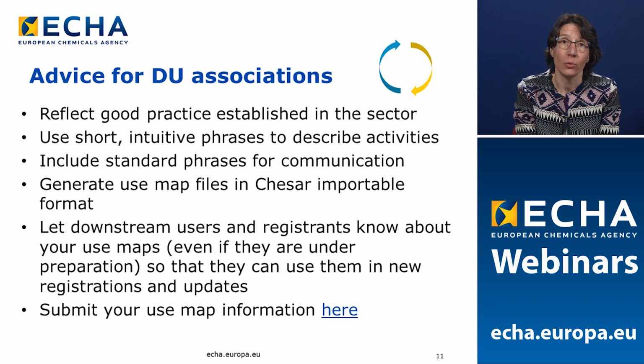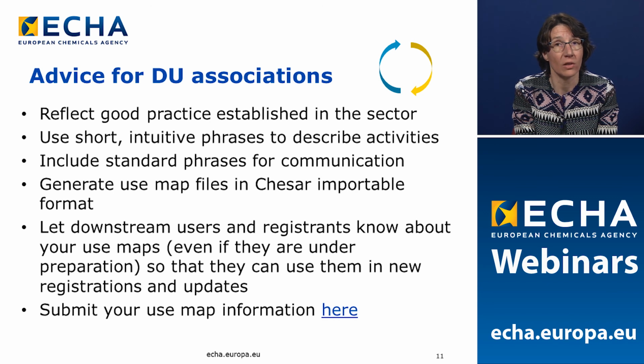In the use map, make sure that good practice established in your sectors are reflected and describe the activities of your sector with short and intuitive phrases. Include the standard phrases that will be used in the exposure scenario for communication. Also, generate use map files in CHESAR importable format so that registrants can easily use them when performing their chemical safety assessment. And already during the development work, it is worth that you inform downstream users and registrants about your use map so that they can get prepared to use them in new registrations and in updates.